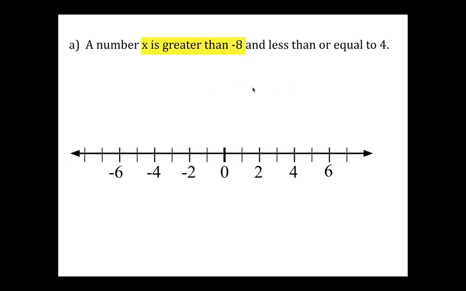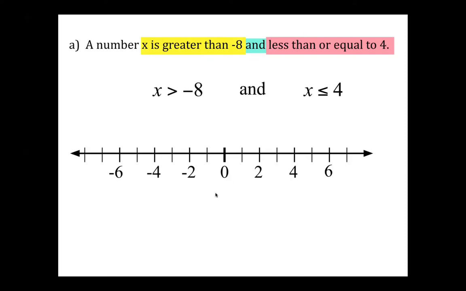Then go ahead and write that as an inequality: x is greater than -8. Then find your connecting word. That would be and in this case. So write down and, then finally look for your last inequality, which is less than or equal to 4. This would still use the same variable, since x is greater than -8 and less than or equal to 4. So you can just express it as x is less than or equal to 4.